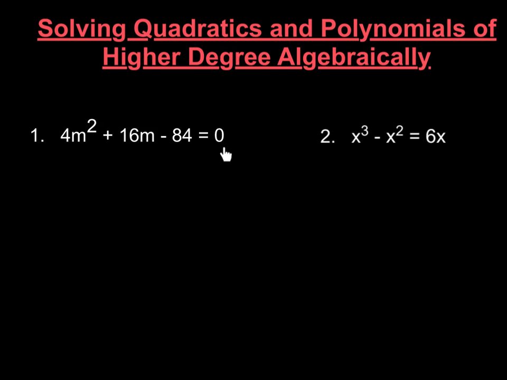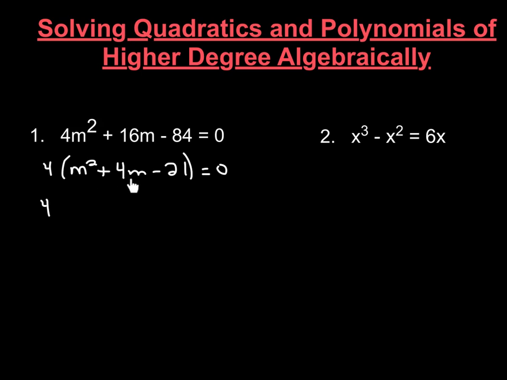The next thing you want to do is factor what's on the other side of the equation. So in order to factor this, I'm going to first pull out a 4. And when I do, that's going to leave me with m squared plus 4m minus 21. And then I'll bring down the equals 0. Okay, now I'm just going to take this 4 and bring it down.